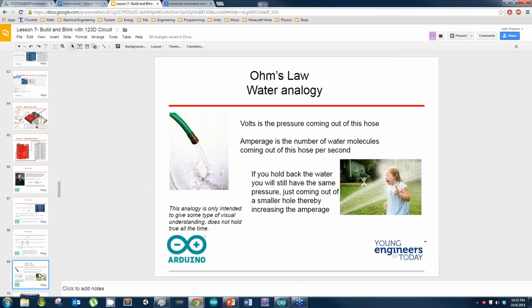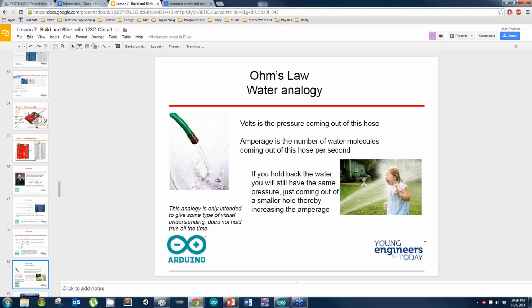Now here's an analogy that's always used for the difference between volts and amperage. Volt is the pressure coming out of this hose right here, however much pressure is behind the water. Amperage is the number of water molecules coming out of this hose per second. However many water molecules are dumping out on this floor per second is the amperage of this hose, which in this case is probably a whole heck of a lot.